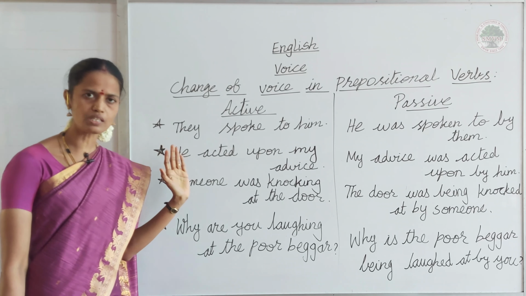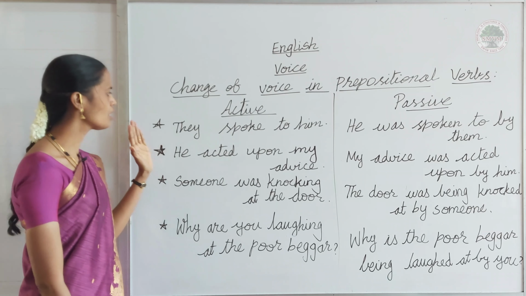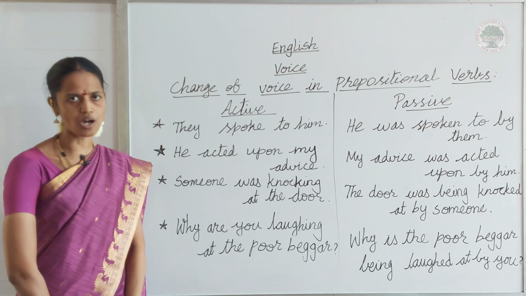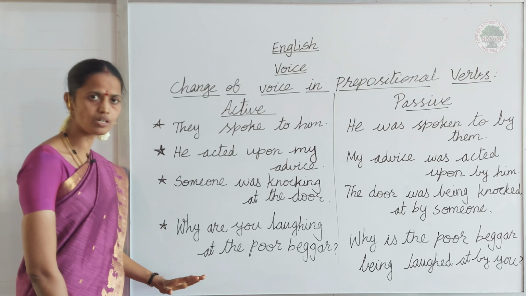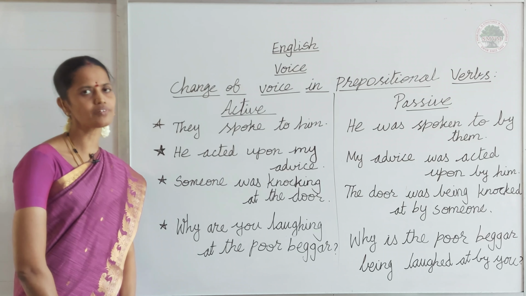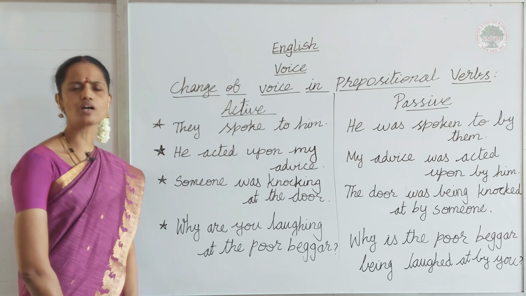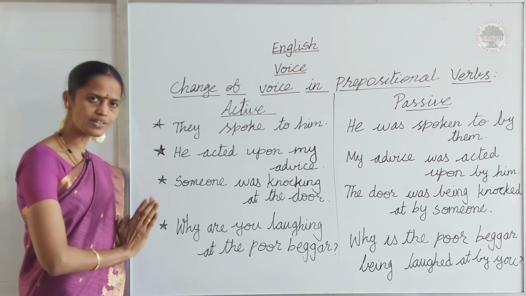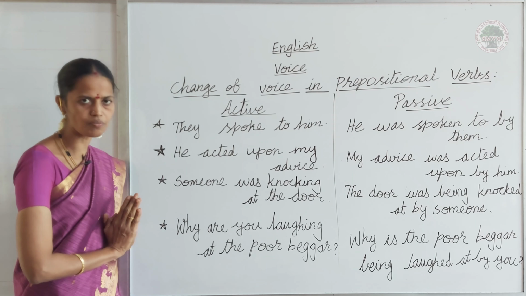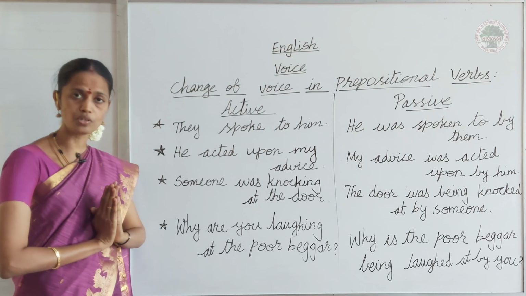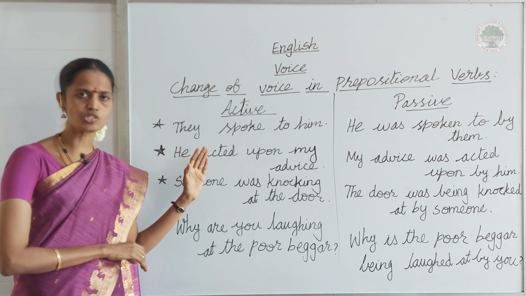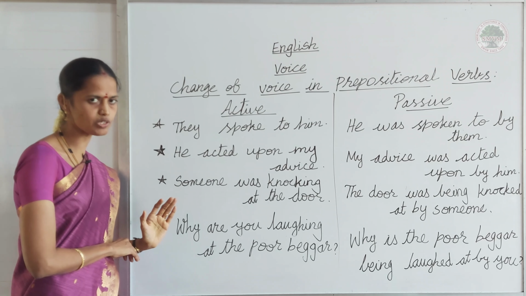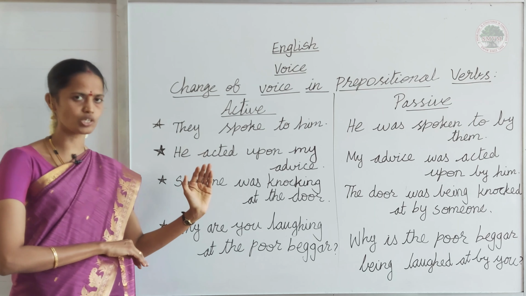So if you take these 4 examples, the first 3 examples I have used in assertive form. What about the 4th example? I have given it in the form of interrogative. Because you should know how to change these assertive phrasal verbs as well as these interrogative phrasal verbs, prepositional verbs. How to change these prepositional verbs if it is given in assertive? How to change these prepositional verbs if it is given in interrogative?